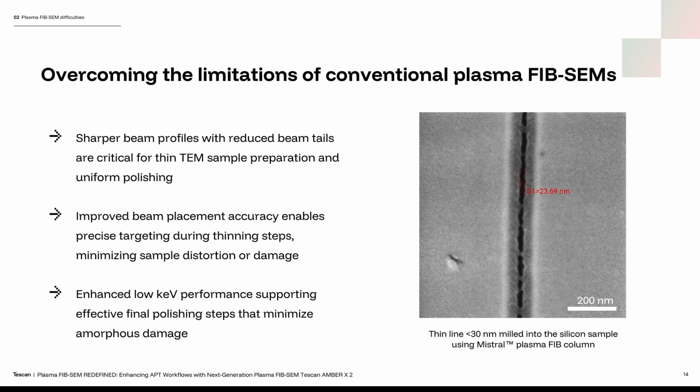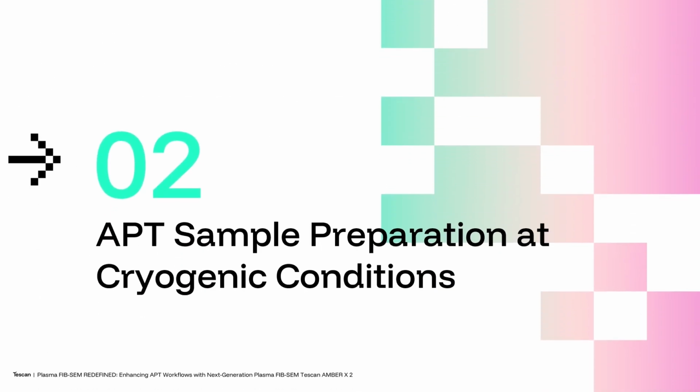And it's not just about beam shape at high voltages. Mistral delivers consistent beam quality and placement accuracy across the entire voltage range. This allows us to comfortably carry out low kV polishing steps, which are essential for minimizing damage and achieving the thin, high quality TEM samples researchers are aiming for.